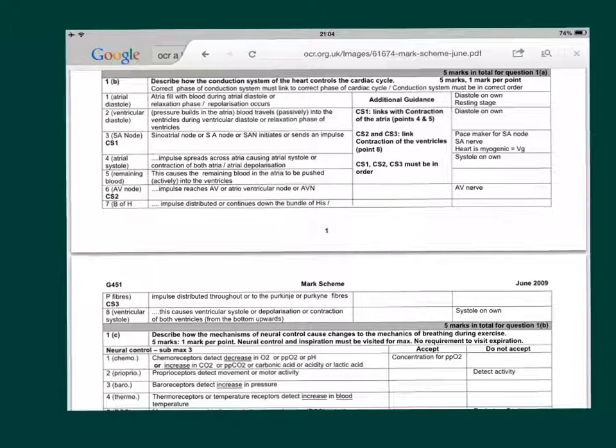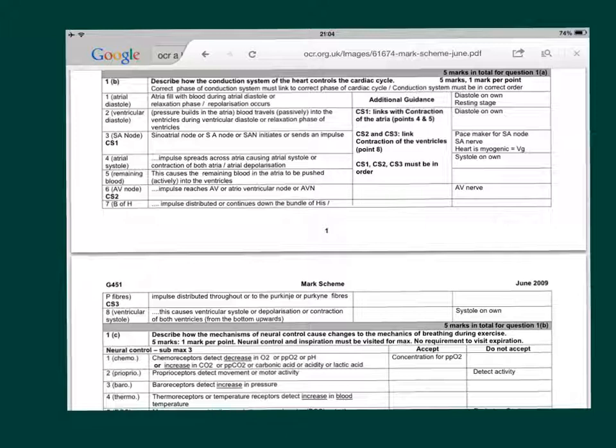So they give you the mark for saying atrial systole or for the contraction of both atria, either or. But in terms of trying to get the correct terminology, using atrial systole shows a better understanding of both phases of the cardiac cycle. The fifth point they've made here is that this causes the remaining blood in the atria to be pushed actively into the ventricles.